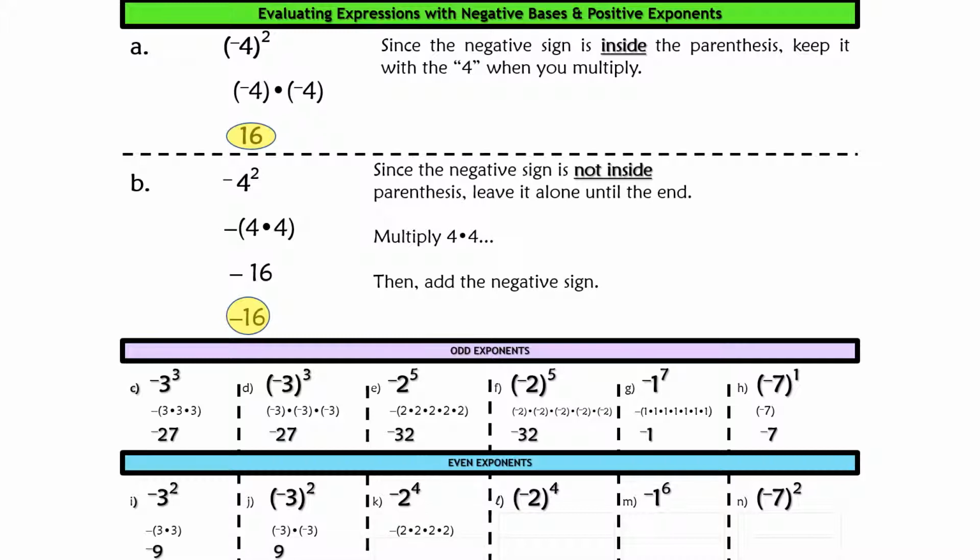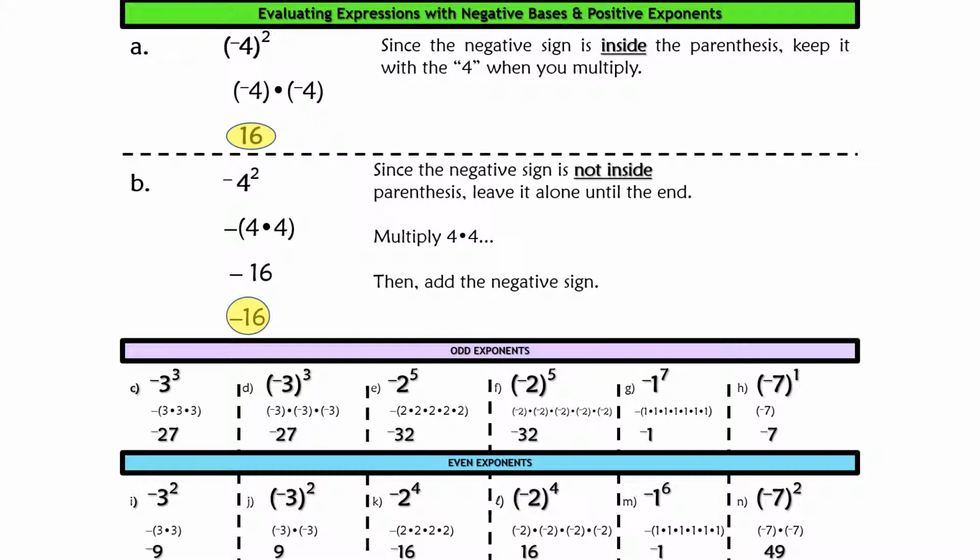Letter K, negative outside, ignore it, do the math, pop it on at the end, final answer -16. But letter L, inside parentheses, hold it with the 2 through the expansion and multiplication, and the final answer in that case is +16. Again, when you take a negative base to a positive even exponent, you're going to get a positive answer. Letter M, outside, expand and multiply, pop it on at the end. And letter N, inside, hold it with the 7, final answer, +49.